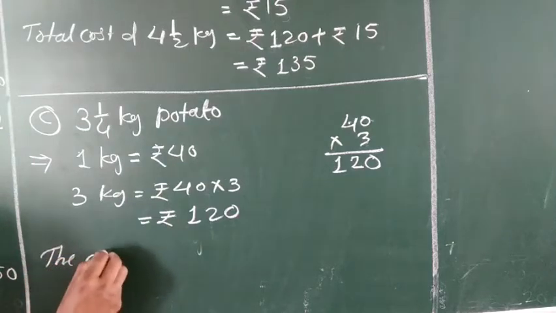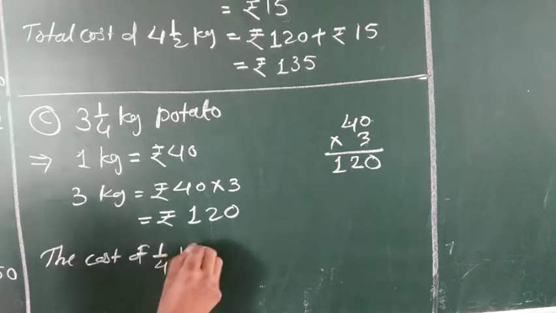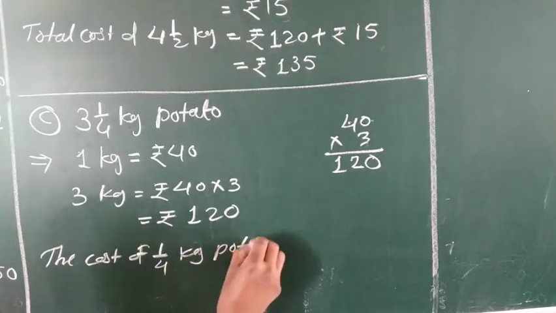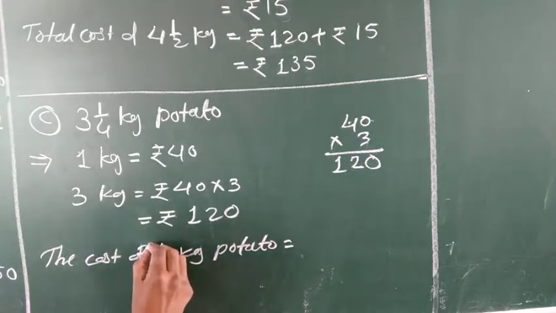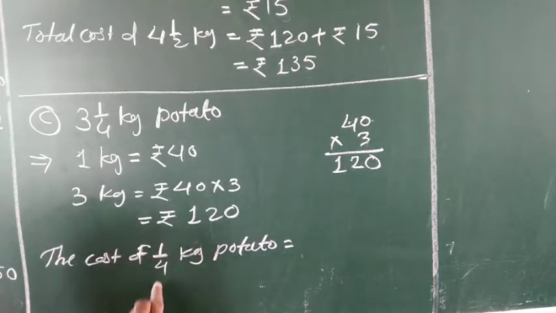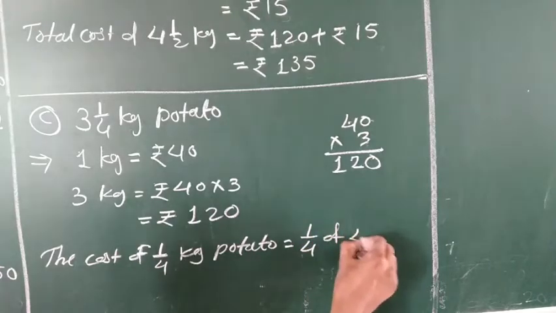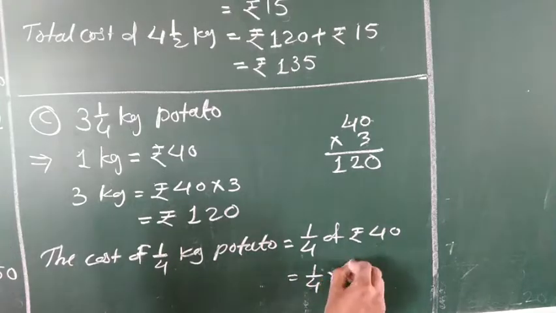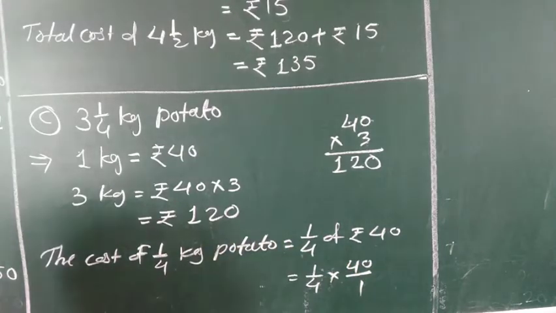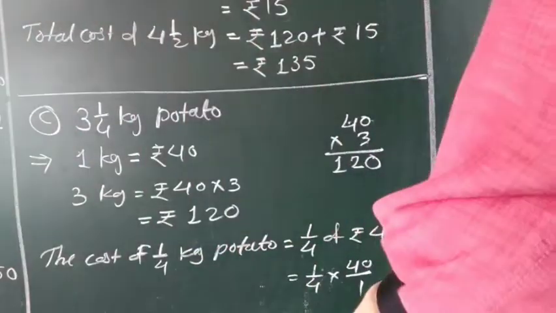Then the cost of 1 by 4 kg potato is equal to what? It is 1 by 4 of rupees 40, so it is 1 by 4 into 40 by 1. Now we continue from here.